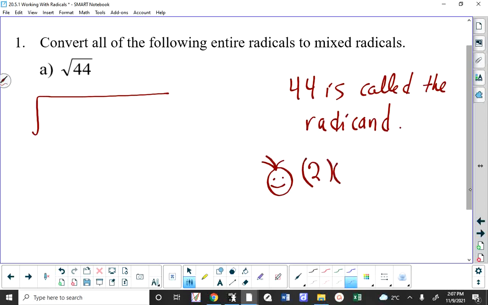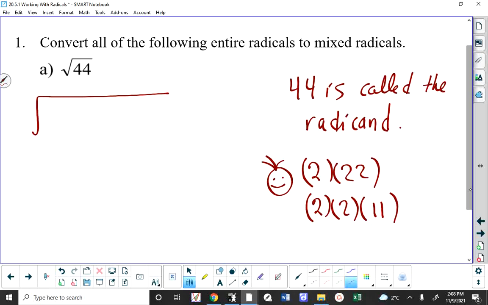I know that 44 is even, so the first thing I do is I divide 44 by 2 to get 22. And then I say, well, I know that 22 can be divided by 2, so I end up with 2 times 2 times 11. And 2 is a prime number. Would you agree 44 is 2 times 2 times 11? Okay. 2 is a prime number. I cannot factor it any further.